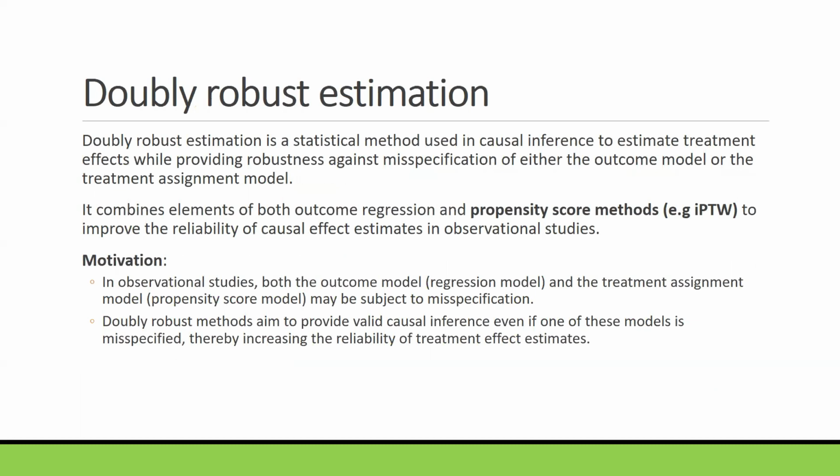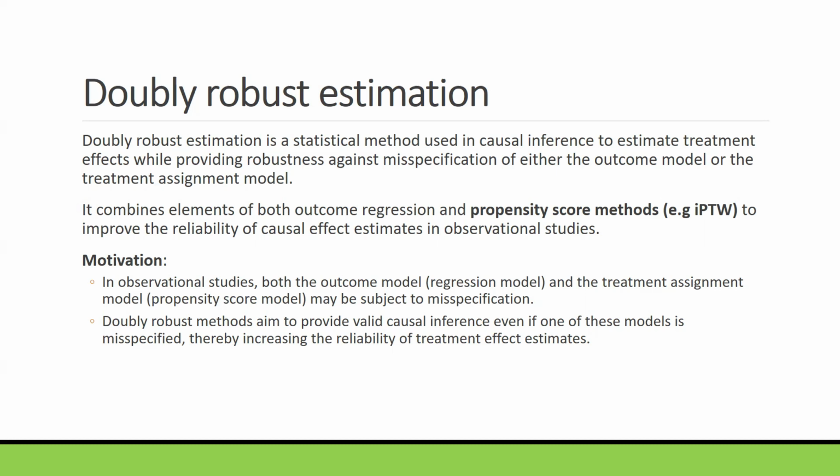If G computation or G estimation is more focused on the outcome model, and inverse probability treatment weighting is largely focused on the treatment model, why, to improve our model specification, don't we combine both the treatment model and the outcome model? That is where the beauty of doubly robust estimation comes. It's a statistical method for causal estimation while providing robustness against misspecification. You know, we may fail in either the treatment model or the outcome model. The outcome model is about predicting Y, the outcome. The treatment model is the probability of treatment X.